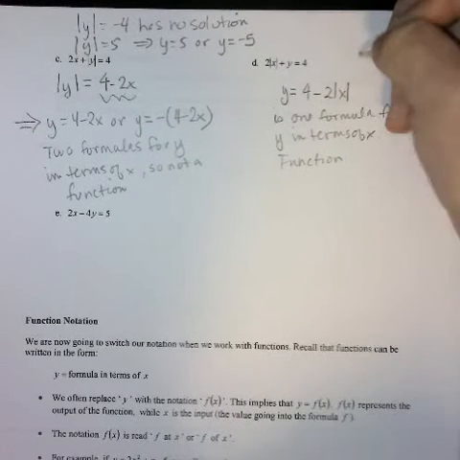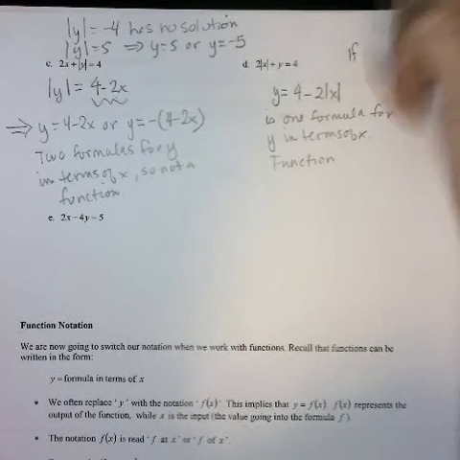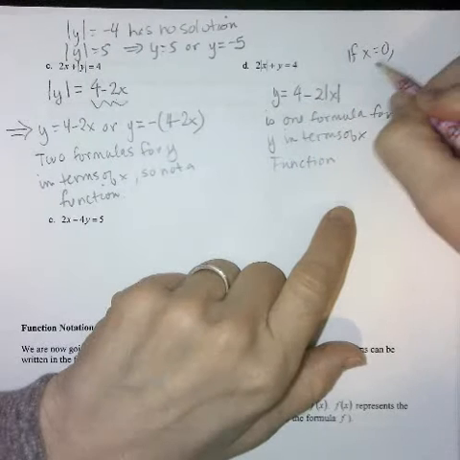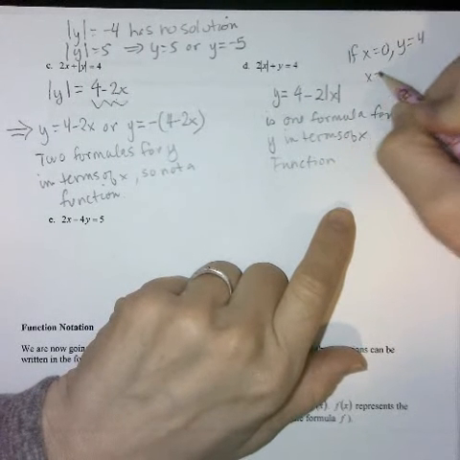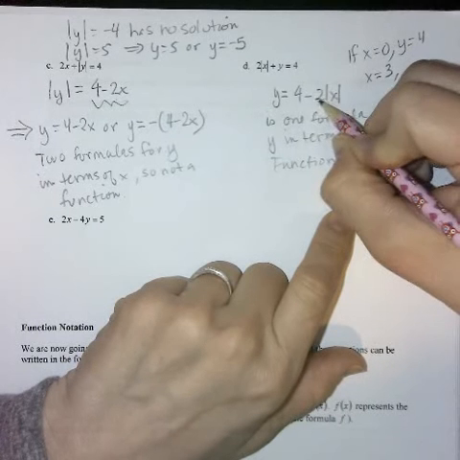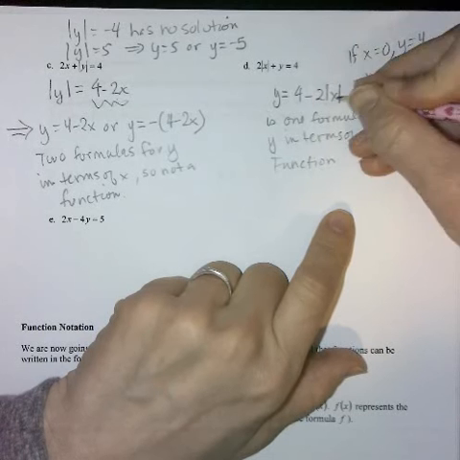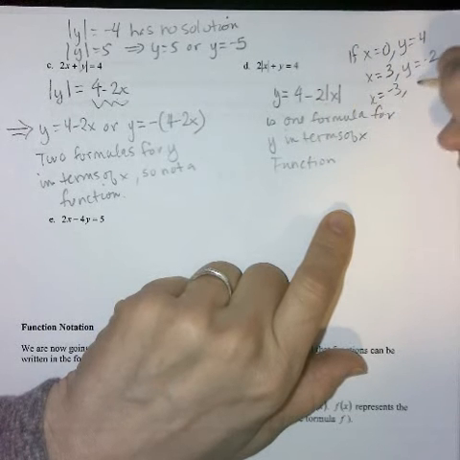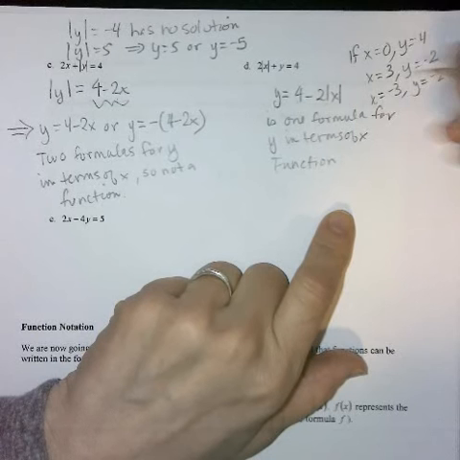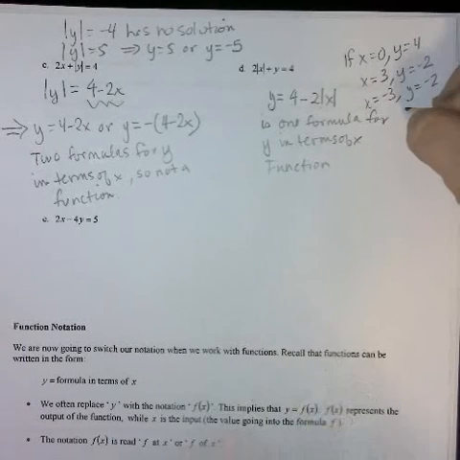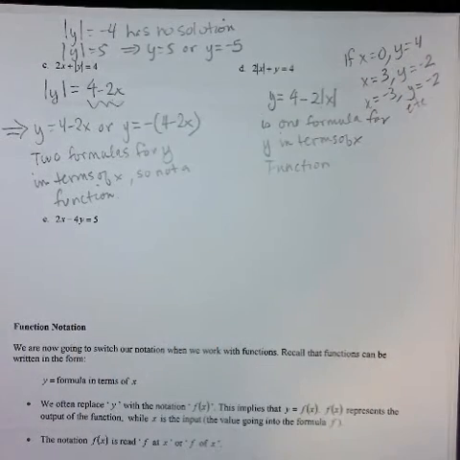So let's say for example, if x is 0, y is 4. If x is 3, that's 6, 4 minus 6 is negative 2. And if x is negative 3, we're still going to get negative 2, but again, that's okay. 3 only goes to negative 2. It doesn't go to a different number. Negative 3 only goes to negative 2. This is by no means a proof, but it helps to sometimes plug some numbers in and see what's going on. So this one is a function.